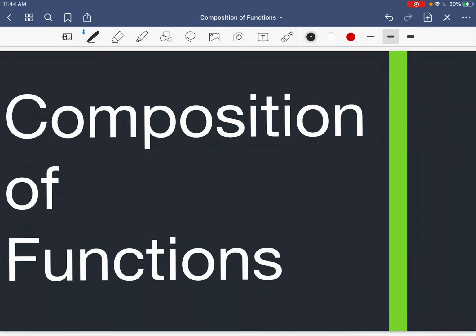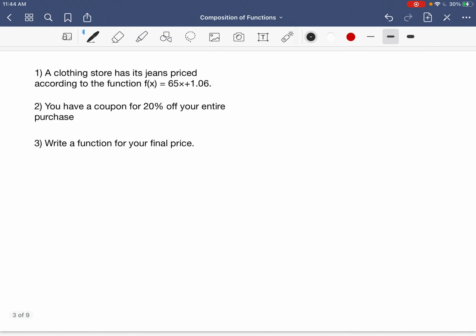Hi students, in this video we're going to cover composition of functions. So let's start with an example. A clothing store has its jeans priced according to the function f of x equals 65x plus 1.06, and you have a coupon for 20% off your entire purchase. You need to write a function for your final price, or whatever you're going to pay.